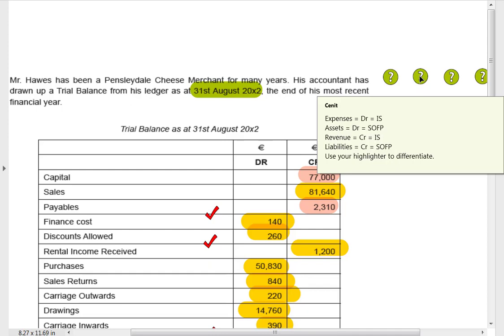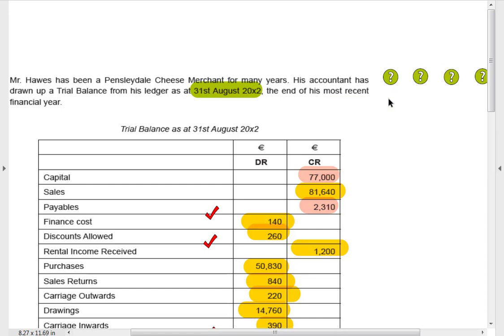So what you're doing is you're using your highlighter to match anything that goes into the statement of financial position. So I've used pink for those, and then anything that needs to go into the income statement I've used yellow for. And I'm using my highlighter to differentiate those, and I'm watching for anything that's different. So for example, capital is a liability. It goes into the statement of financial position, so I have it in pink, and it's here on the credit side, so that's where I would have expected it to be.